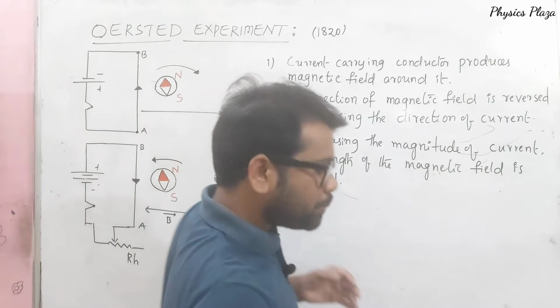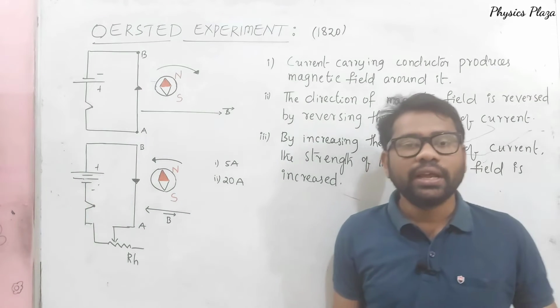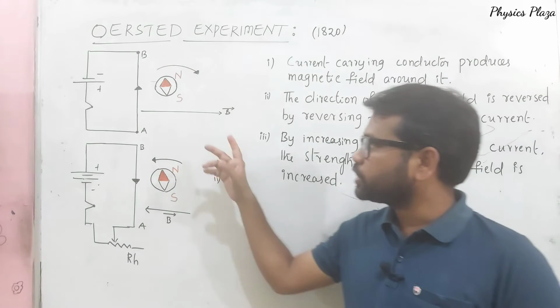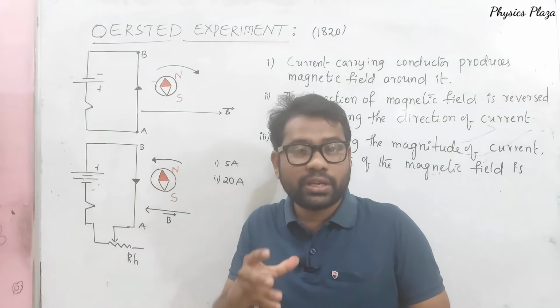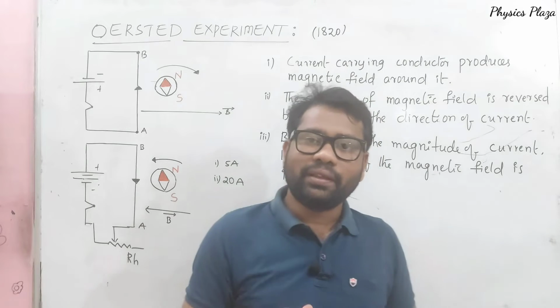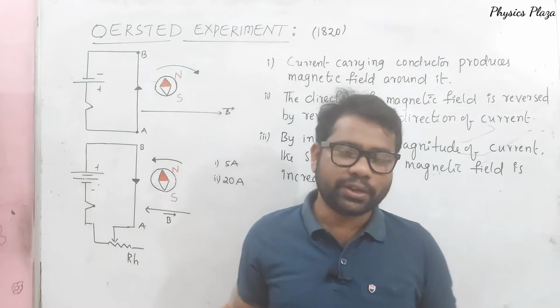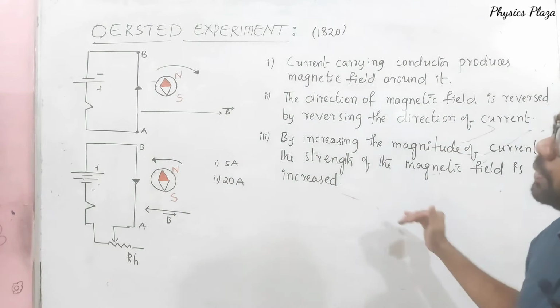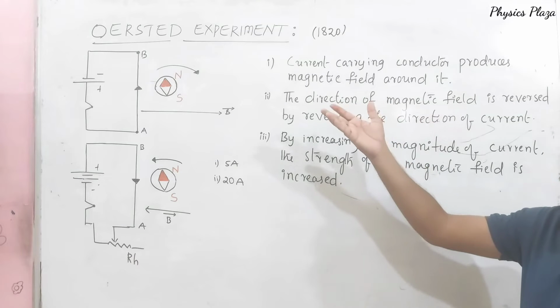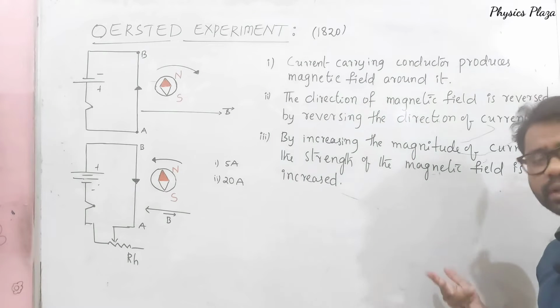So the direction and the magnitude of the magnetic field, children, can be changed by reversing the direction of current, and even by either increasing or decreasing the amount of current in the circuit. So these are the simple observations made by Oersted's experiment that we can notice, children.